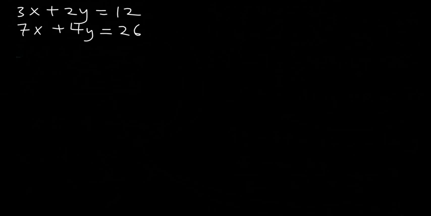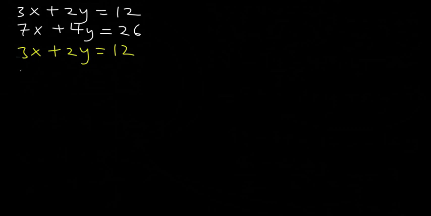The first thing that we're supposed to do is to write either x in terms of y or y in terms of x. We can use any of the two equations. So let's use the first equation. We have 3x plus 2y is equal to 12. Let's choose to write x in terms of y.